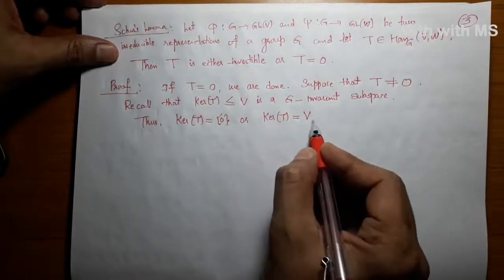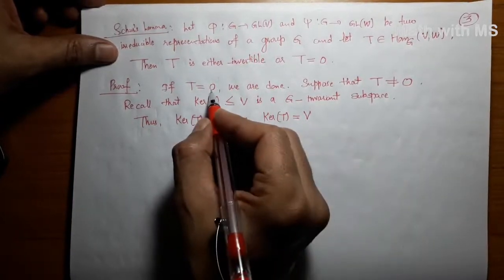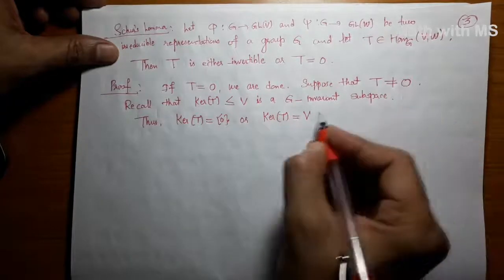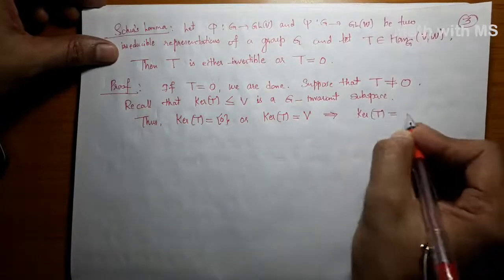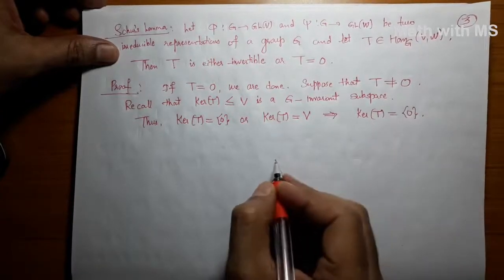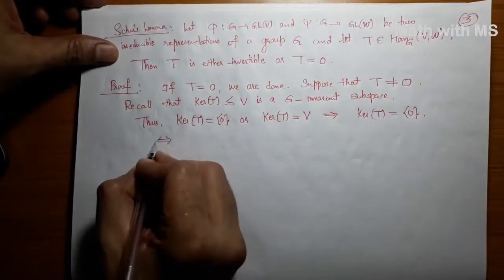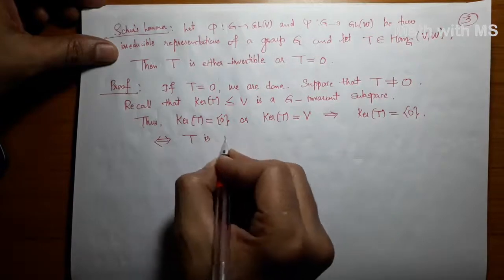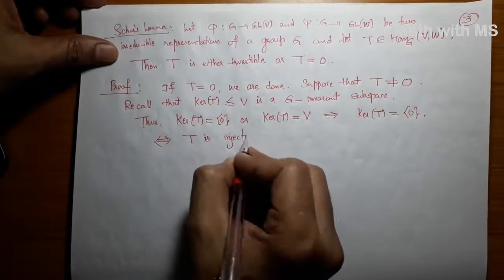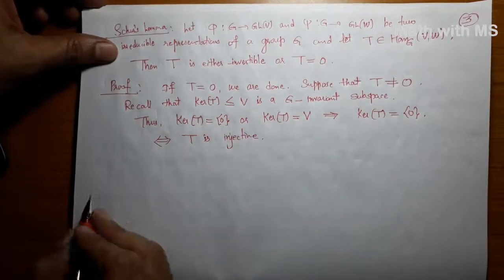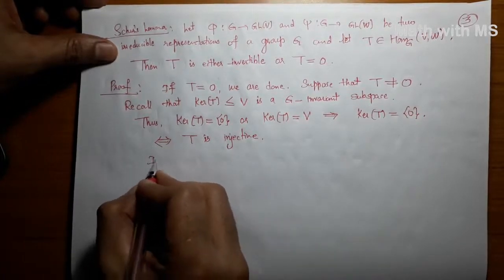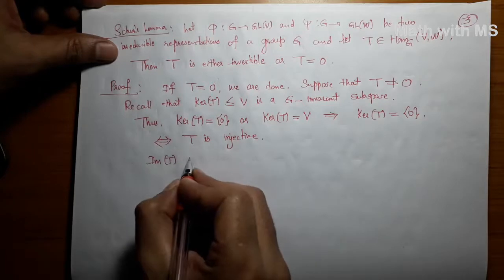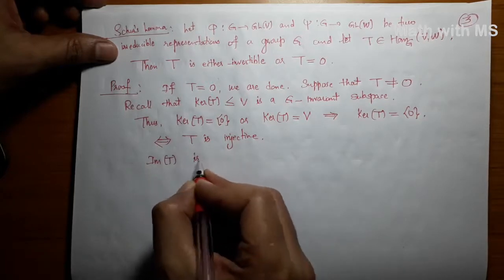But if the kernel of T is the full space V, that means T is 0, which is not true. We are assuming it is not equal to 0. So this implies that the kernel of T has to be the singleton {0}. That means your map T is an injective map. All right. Now similarly, the image of T is a G-invariant subspace of W.